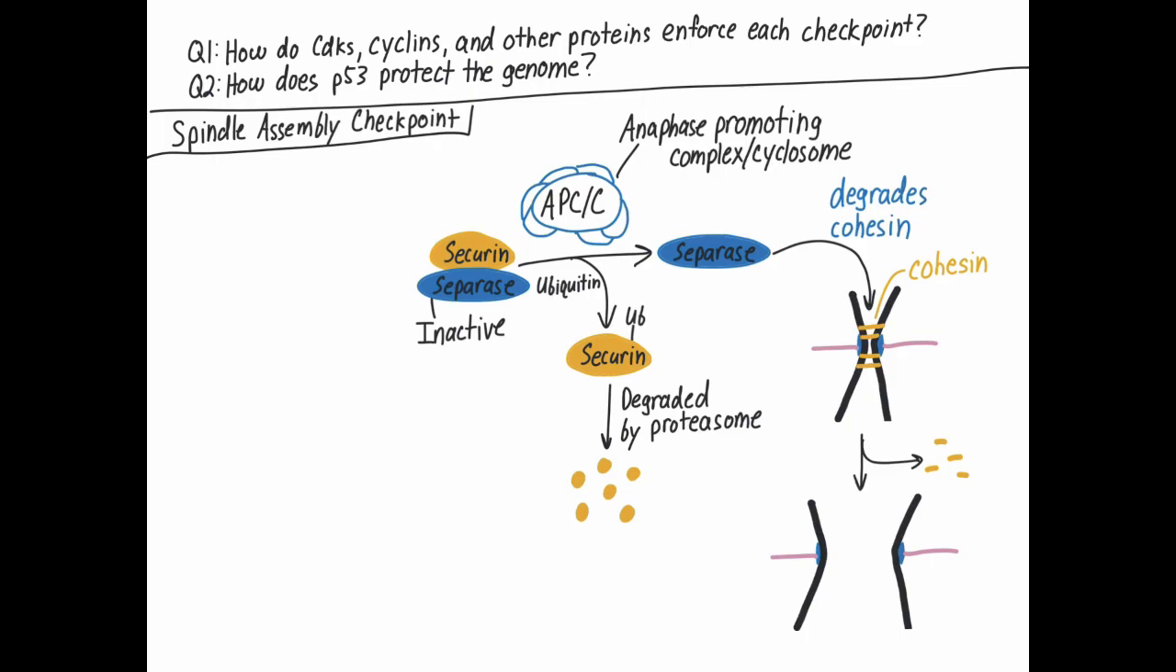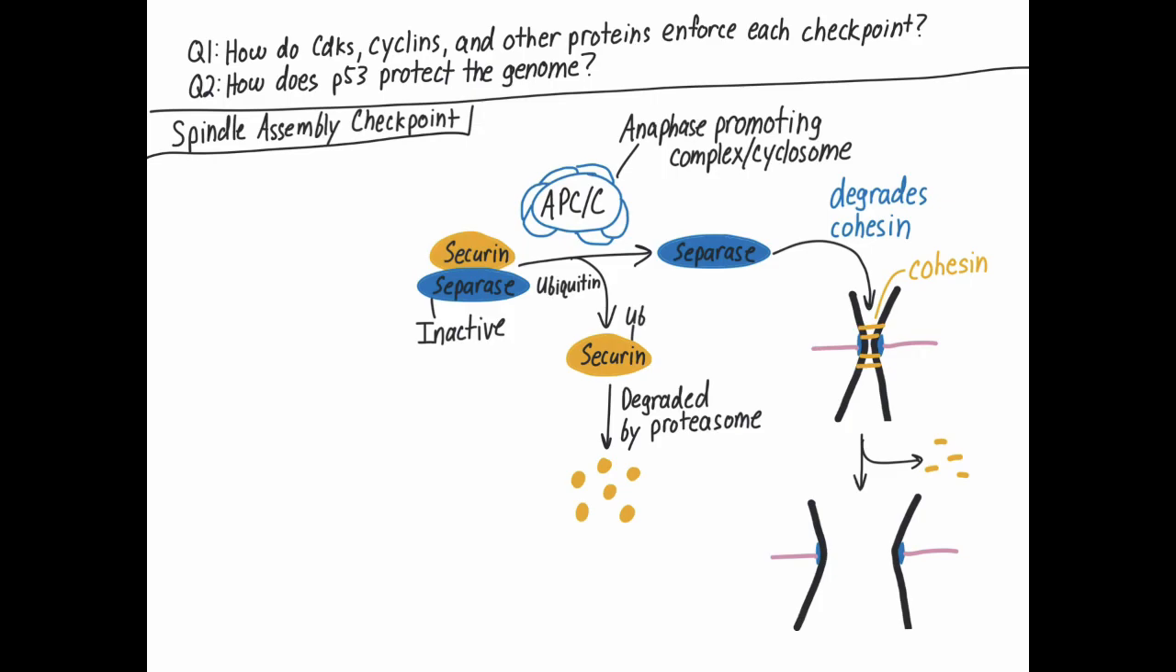The destruction of securin releases separase, allowing it to break down cohesin so that anaphase can occur. Ubiquitination is often used to target proteins for destruction by the proteasome, and as a way for the cell to quickly destroy a protein, in this case, securin.